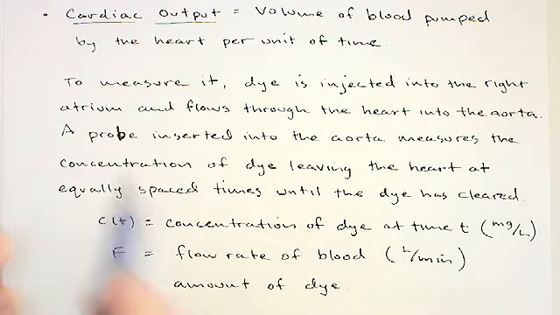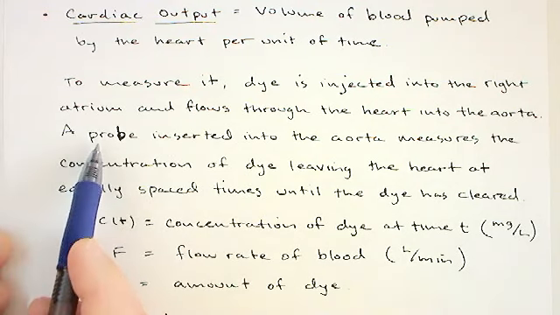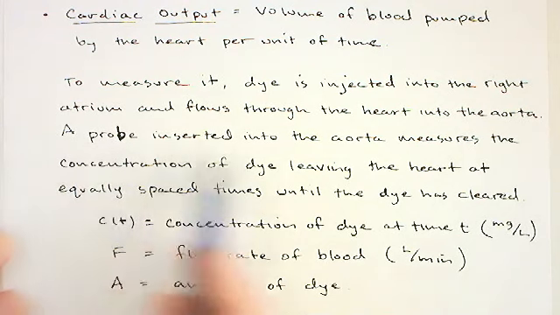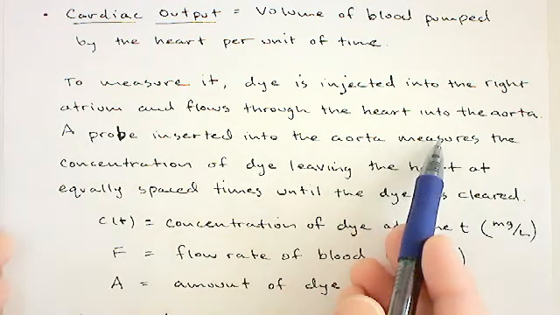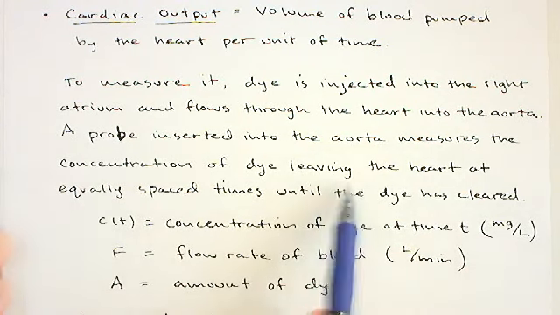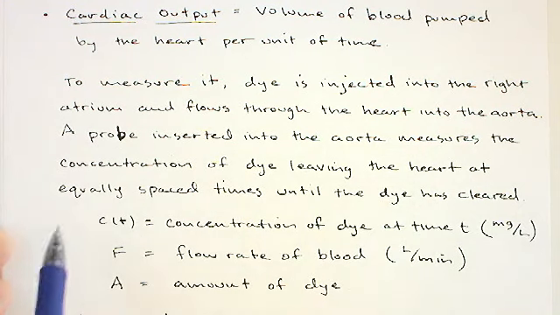into the aorta. And you can insert a probe into the aorta that measures the concentration of the dye leaving the heart at equally spaced times until the dye has cleared. So you're tracking the dye. The dye is like a tracer.